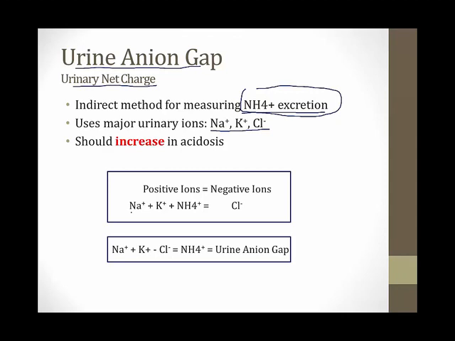Normally, the amount of positive ions like sodium, potassium, and ammonium should equal the amount of negatively charged ions like chloride. What this means is if you add up the sodium and potassium concentrations and subtract the chloride concentration, that should estimate the ammonium concentration, and that's called the urine anion gap. And you know that the excretion of ammonium goes up in acidosis, so therefore it's easy to understand that the urine anion gap, or urinary net charge, should also increase in acidosis.